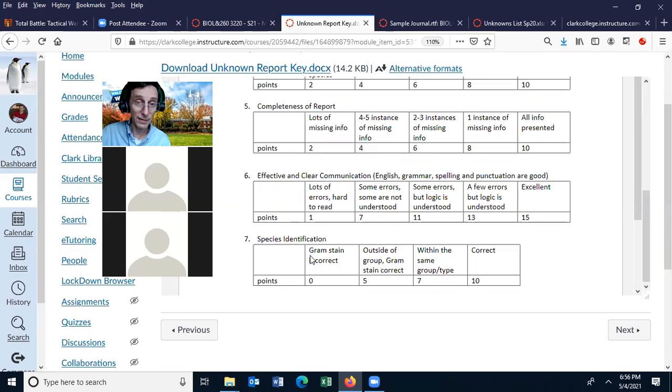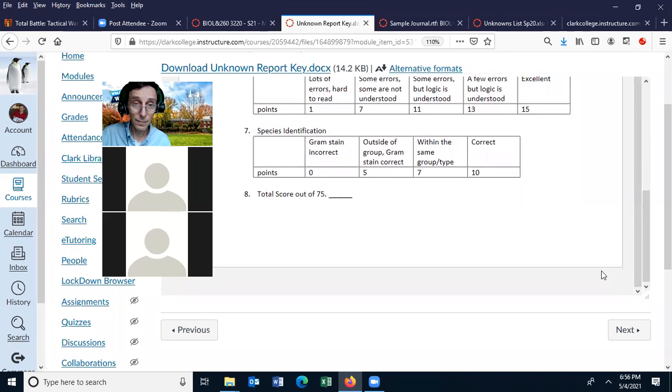The species identified. If you got the correct species, you get 10 points. Within the same group or type, you get 7 points. If it's outside the group, but the gram stain is correct, you get 5 points. If the gram stain is incorrect, you get 0 points. And that'll be a total of 75 points. All right, any questions about the grading?